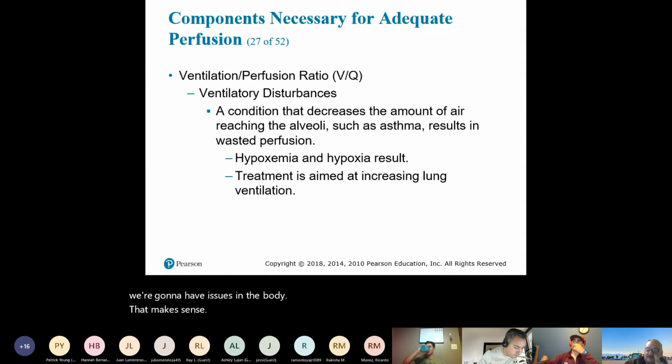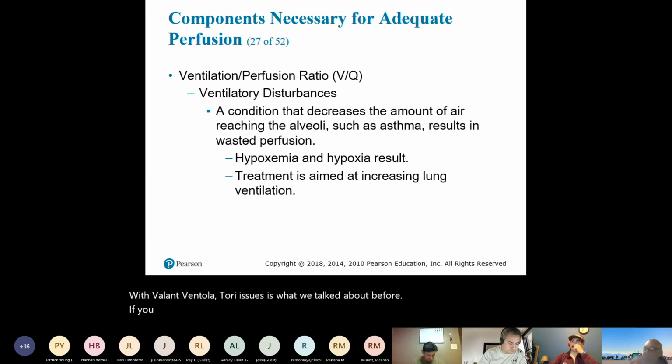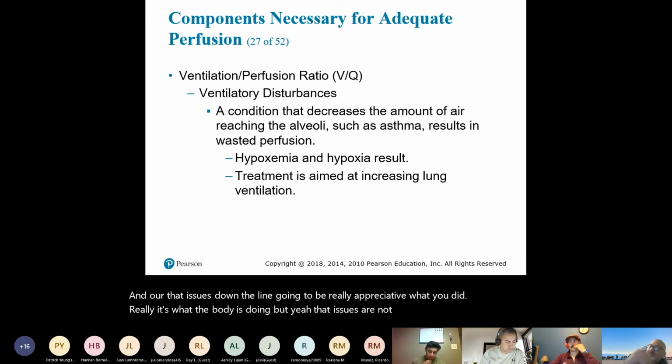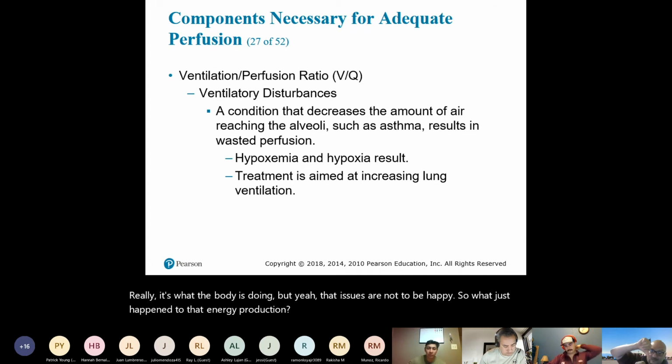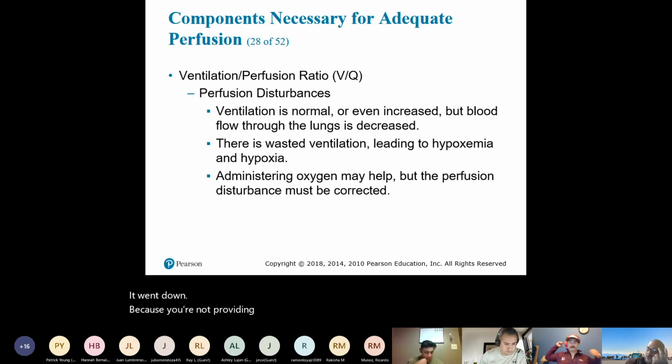With ventilatory issues, as we talked about before, if you have less oxygen going to the alveoli, you've got a lot of blood that's not getting oxygen. And are the tissues down the line going to be really appreciative? Really, it's what the body's doing, but the tissues are not going to be happy. So what just happened to that energy production? It went down, because you're not providing the resources it needs to create that energy.